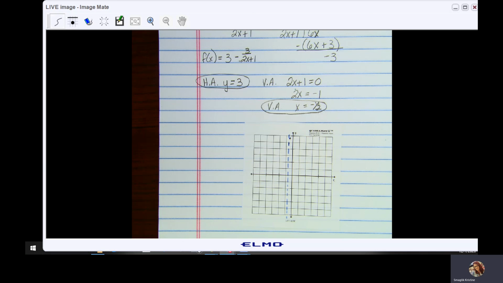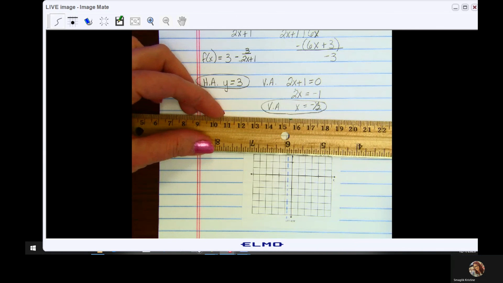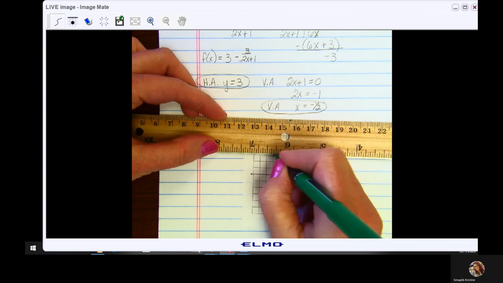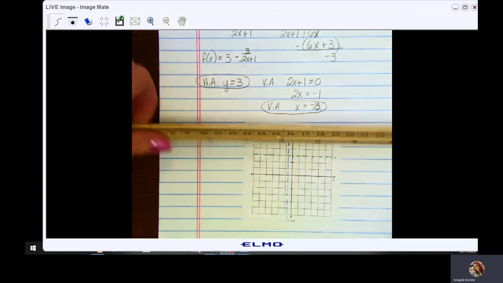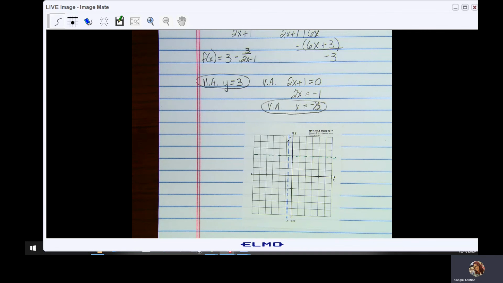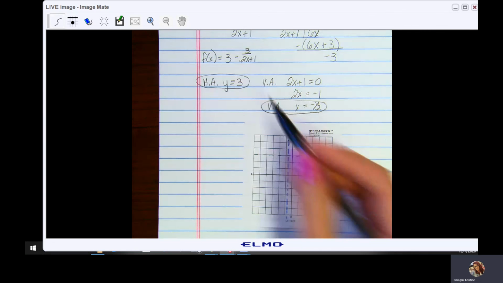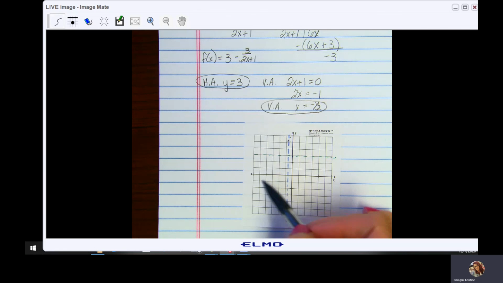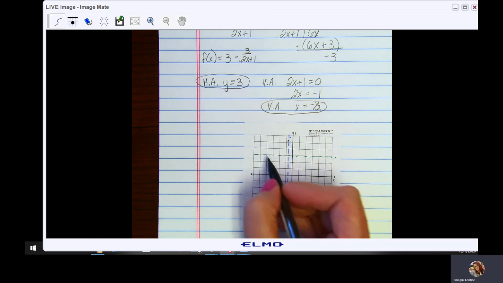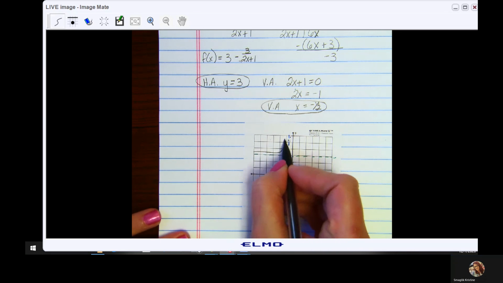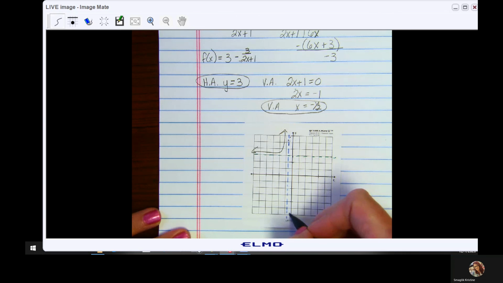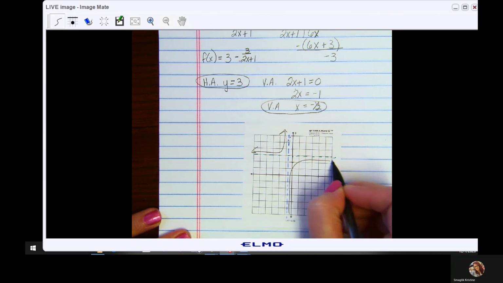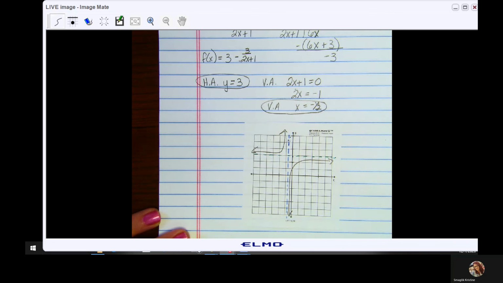I have a horizontal asymptote at y equals 3. 1, 2, 3. And now graphing this. Because I have that negative out front, before we were always lower left, upper right, where now we're going to be upper left, lower right. And there it is.